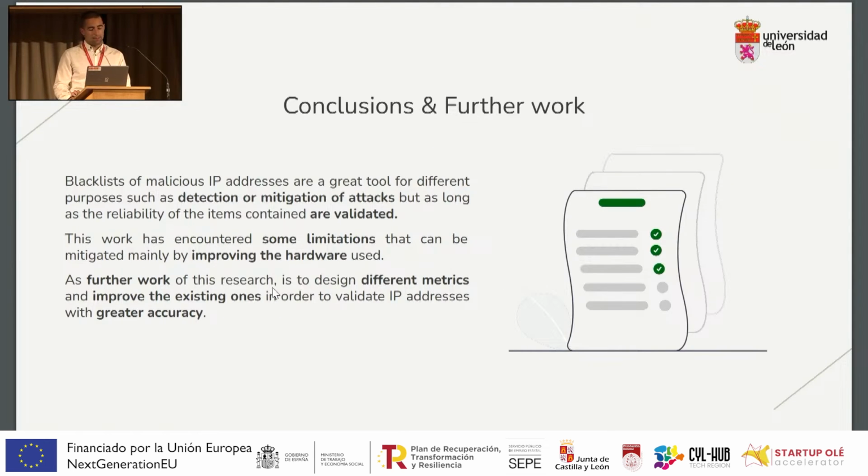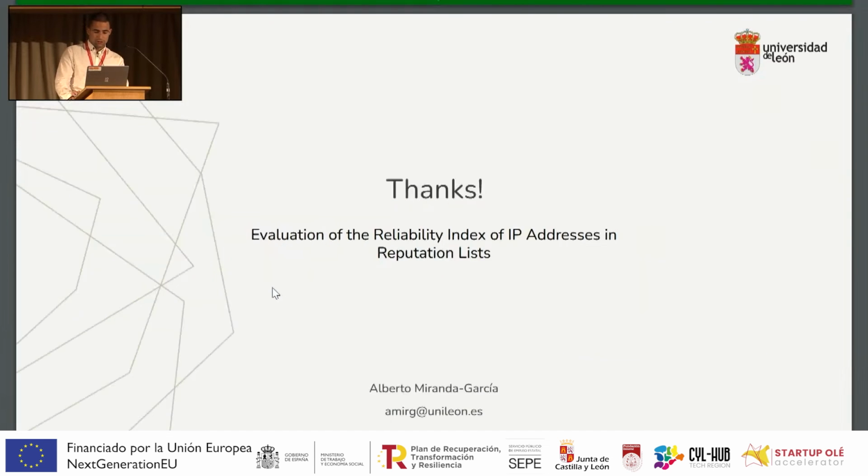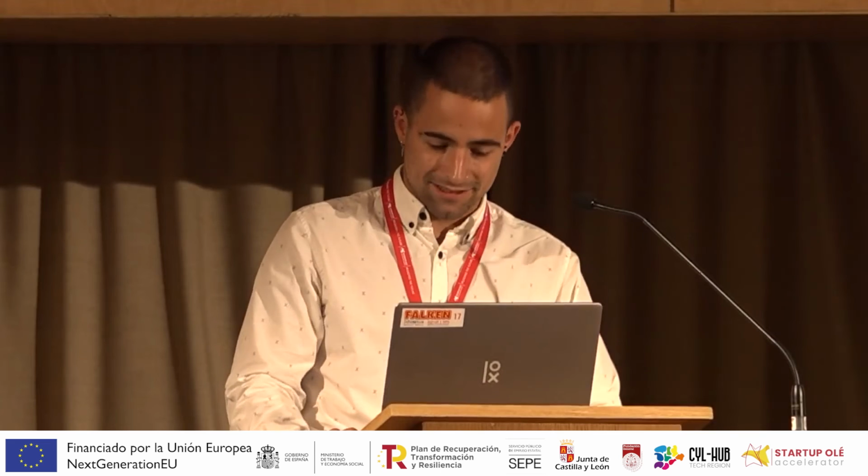To summarize, blacklists of malicious IP addresses, or reputation lists, are a great tool for different purposes, such as detection or mitigation of cyber attacks. But we need to be able to validate or check whether an IP address is still attacking. This work has encountered some limitations that are mainly mitigable by improving the hardware. As further work, we plan to design new metrics or improve the existing ones in order to have greater accuracy with the IP addresses. So that's all, and thanks for listening to my presentation.